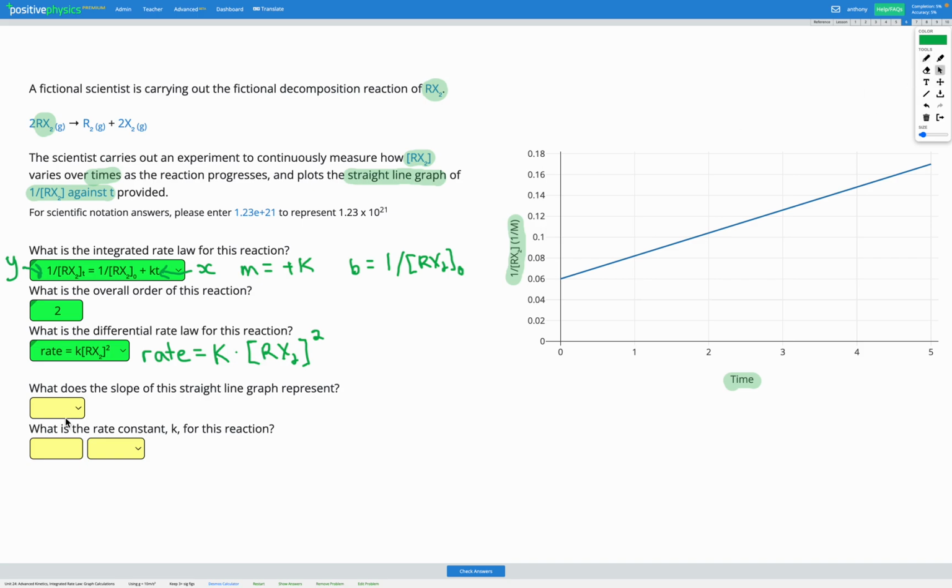So down here, what does the slope of the straight line represent? It represents k, the rate constant. So to find the rate constant, all we need to do is find the slope of this line. So to do that, I'm going to draw a triangle on here on my graph. I'm looking at my change in y. My y value ends up here, which is at 0.17. So that's my final y.